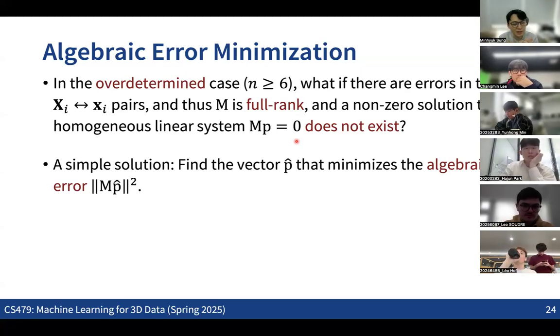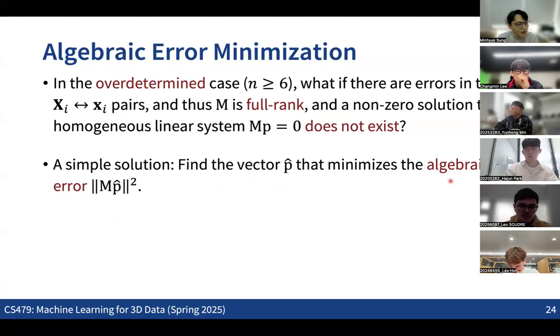And for that, there are a bunch of ideas. The simplest way to find the best solution is to find the vector P which minimizes this norm. This norm is called the algebraic error, which is not exactly the same as a geometric error, a distance in either the 2D or the 3D space, but it is a simple way that we can define a good solution.